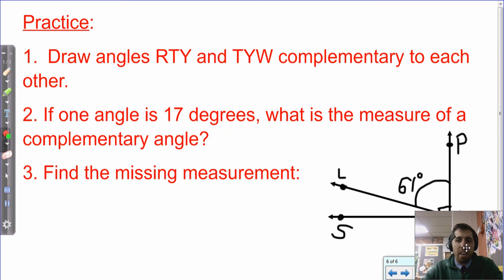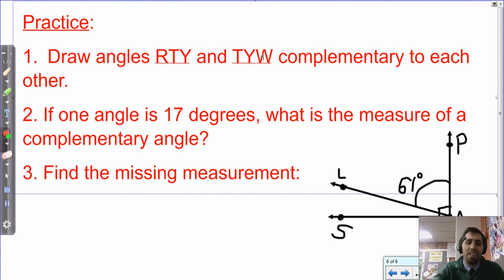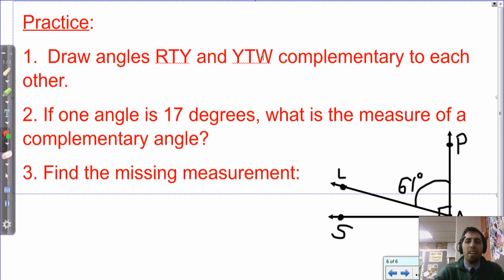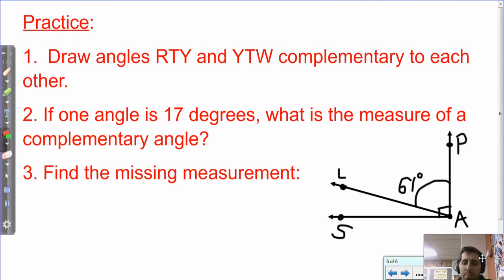And here they are. First one, draw angles RTY and YTW, complementary to each other. Second one says if one angle is 17 degrees, what is the measure of a complementary angle? And then for the third one, it says find the missing measurement. So that'd be angle SAL is missing. So you're going to have to find that out if you know that LAP is 61 degrees.